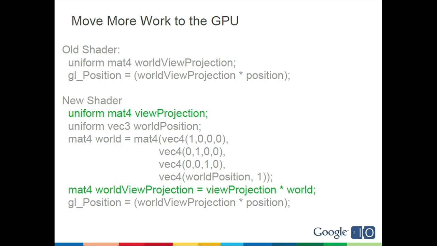And this is another advantage. Not only are we not computing a world view projection in JavaScript for every one of those 10,000 objects, but the view projection is global. We only have to pass it in once. It's the same for all objects. So we're saving the time of even passing it in on top of computing it.